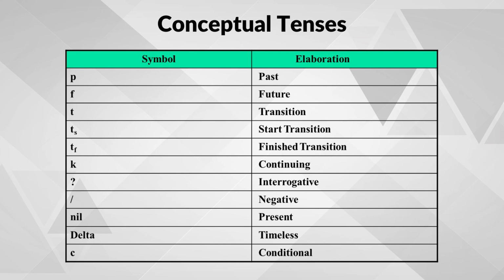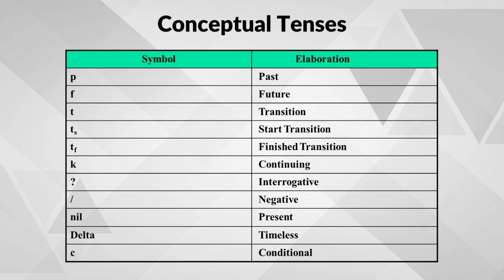represents an event or situation that occurred in the past. F for future represents an event or situation that will occur in the future. T for transition represents a change or transition from one state to another. TS for start transition represents the beginning of a transition or change. TF for finished transition represents the completion of a transition or change.